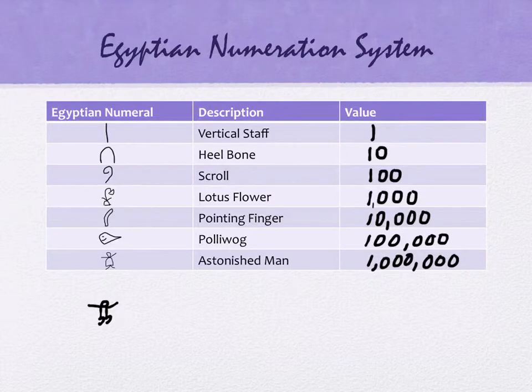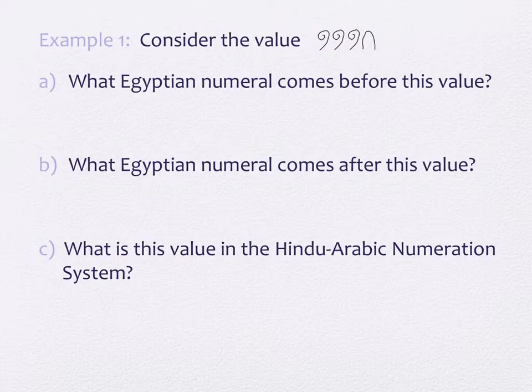All right, so let me show you a little bit about how their number system works. What they do in their number system is they repeat symbols for however many value they want. For example, on this one, what you'll notice is there are 3 scrolls. How much is a scroll worth? 100. So what do you think 3 scrolls is worth? 300. Okay, I mean, that's just how it is.